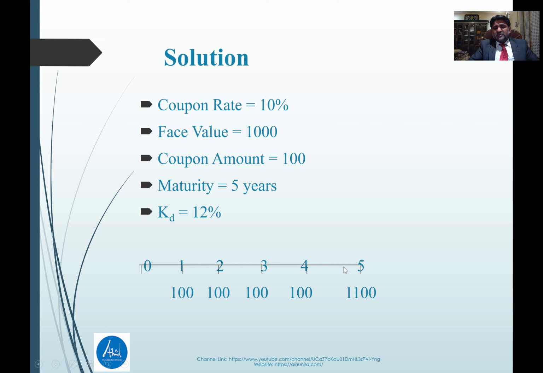Second one is face value. That is 1000, which is equal to 1100. That's why here is 1100. So at the end of each year, the bondholder will receive a 100 coupon amount, but at the end of the 5th year, the bondholder will receive the face value as well. In this example, at the 5th year, 100 is the coupon amount and 1000 is the face value, and their combination is 1100. So at the end of the 5th year, the bondholder will receive $1100.